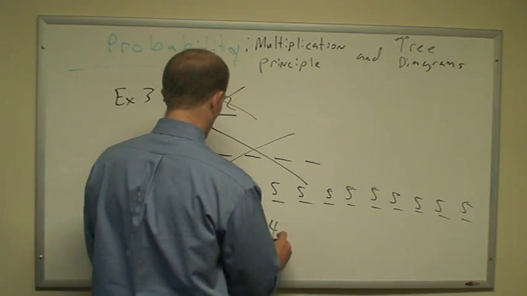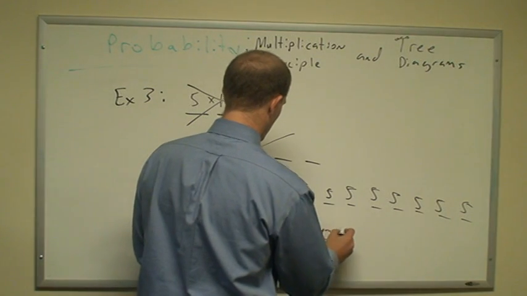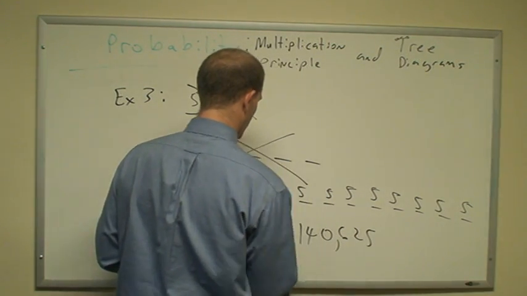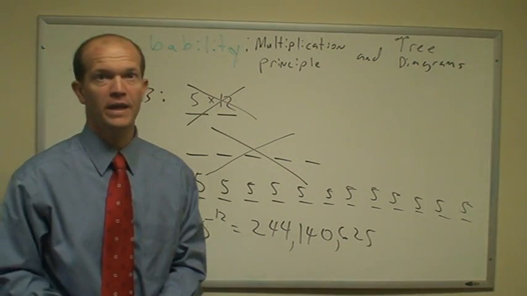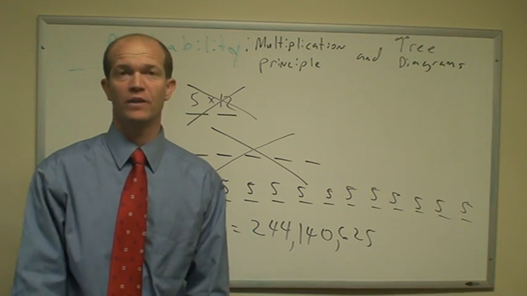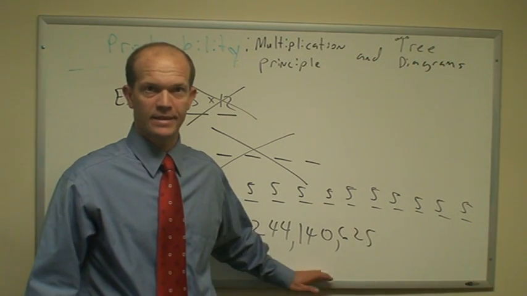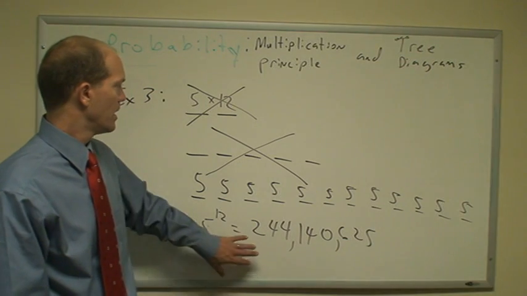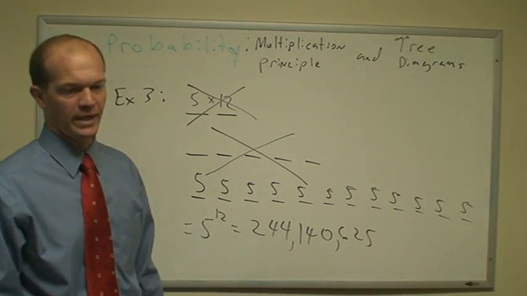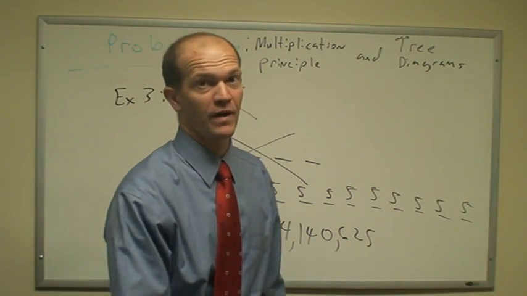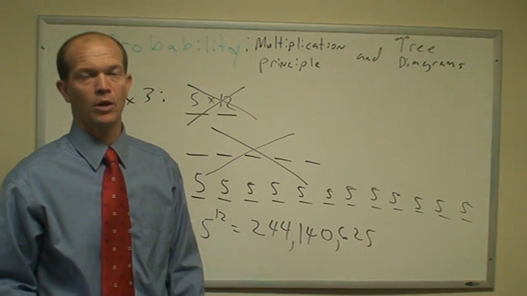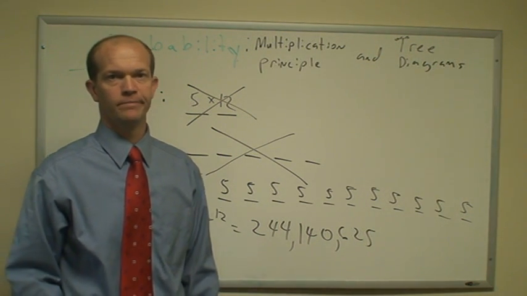2, 4, 4, 1, 4, 0, 6, 2, 5, comma, 244,140,625 possible different answer sheets. Random guess, it's not likely to do too hot there, but that's the number of possible answer sheets to a 12-question exam with 5 possible answers on each part.